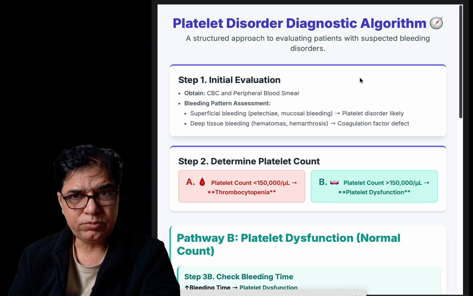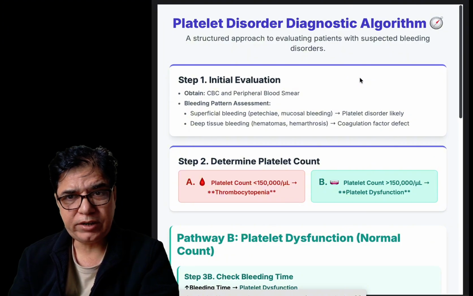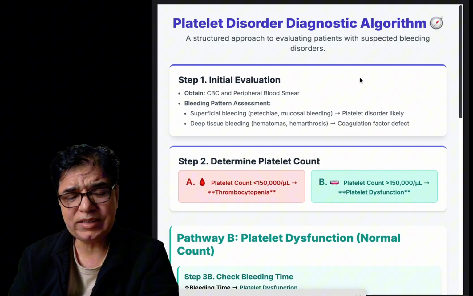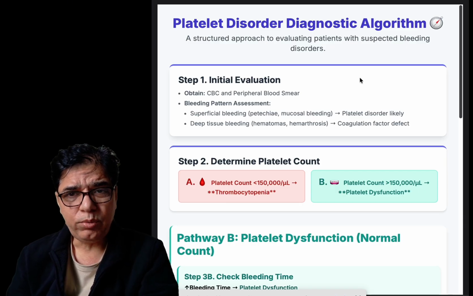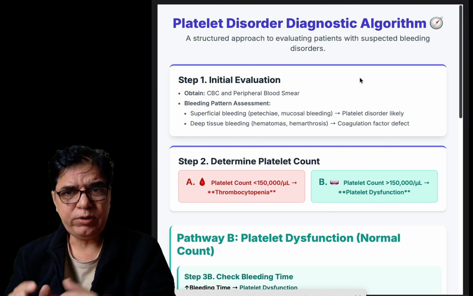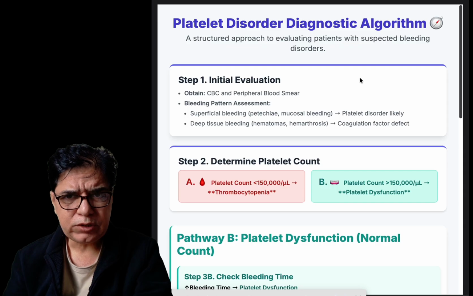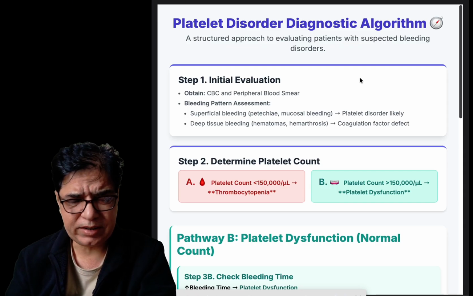For example, there are small platelets or there are large platelets, or the mean platelet volume is either small or large. So you can come across a variety of scenarios in which you might think that there is something wrong with the platelets. So in this particular lecture, we are going to take a structured approach to evaluate these kids who have some form of platelet disorder. So without further ado, let's dive in and get started.